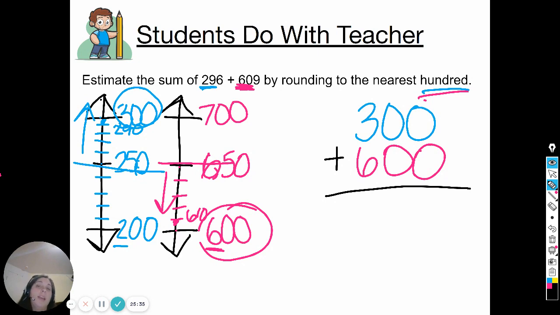And then actually I would like you to message me the answer to this equation in GoGuardian once you have it. Okay, so you're adding 300 plus 600 and message me the answer when you have it.